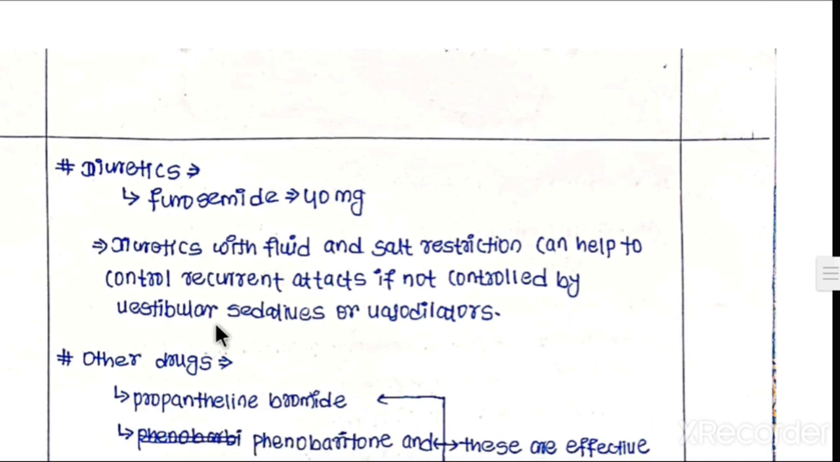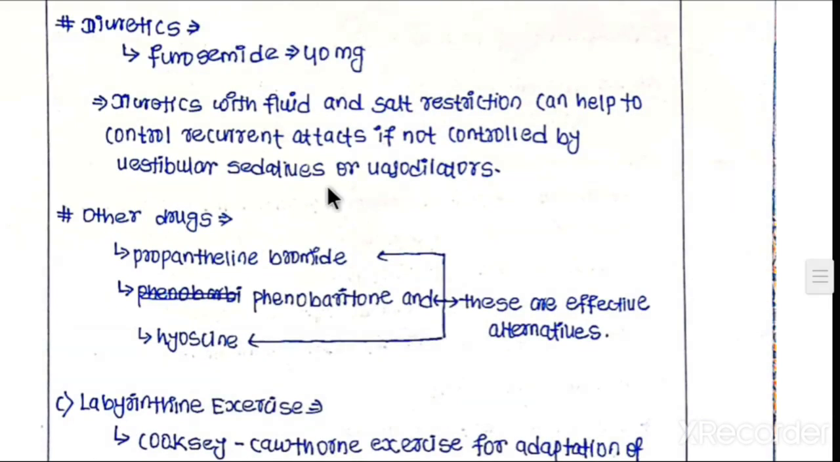Diuretic. Furosemide 40 mg can be used in Meniere's disease patient. Diuretic with fluid and salt restriction can help to control the recurrent attack if not controlled by vestibular sedative or vasodilator. If the vasodilator and vestibular sedative are ineffective, then diuretic like furosemide can be used for the recurrent attack. Other drugs are propantheline bromide, phenobarbital, and these are other effective alternatives. Also hyoscine.